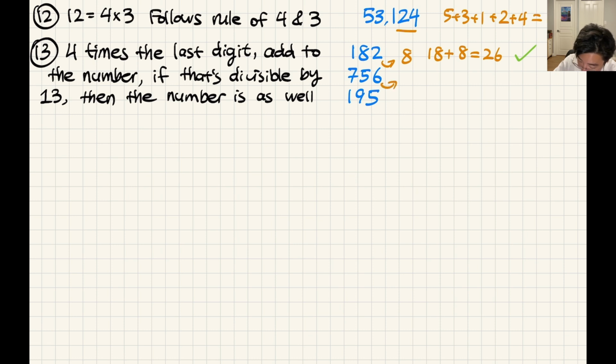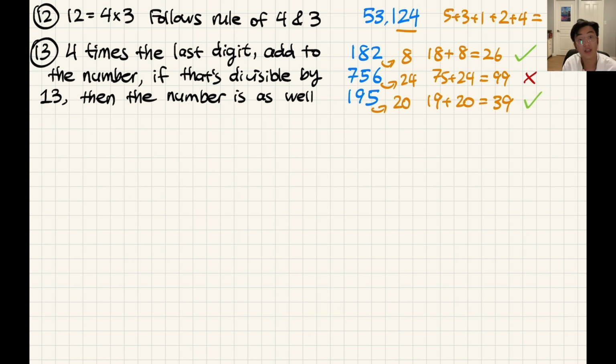Alright. Quadruple the last digit is 24. 75 plus 24 is 99. 99 is not divisible by 13, so the whole number is not. And lastly, we quadruple to get 20 here. Remaining digits is 19 plus 20, we get 39. 39 is divisible by 13, so 195 is divisible by 13.